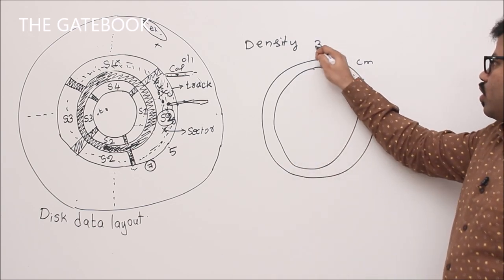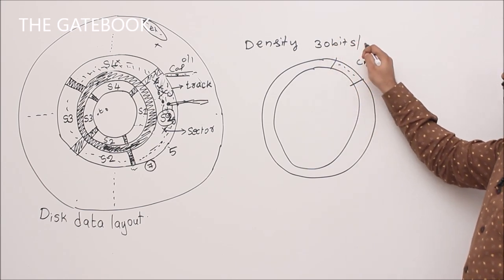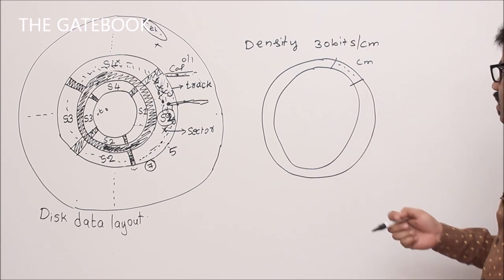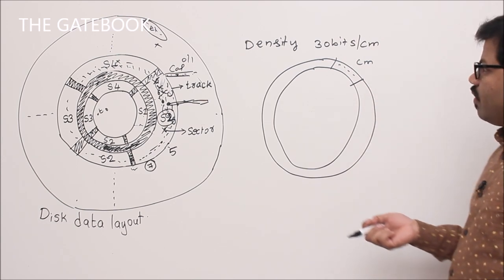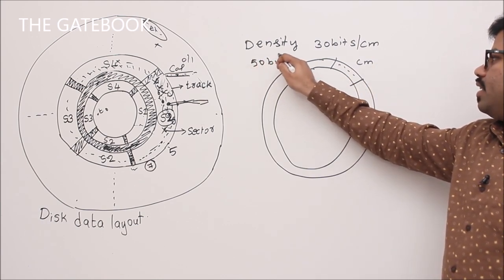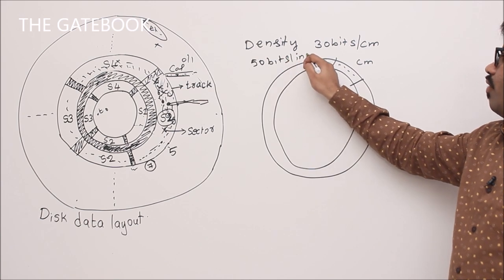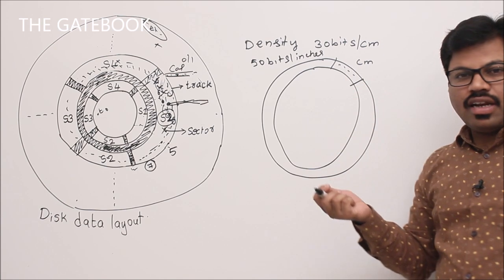Example, let's say you are storing 30 bits per centimeter. Then we say that the density with which you are storing the data is 30 bits per centimeter. Similarly, we can use inches also. Sometimes we can measure it like this, 50 bits per inch, in that way, anything. So finally, it is nothing but the number of bits per a particular area, otherwise a particular length.